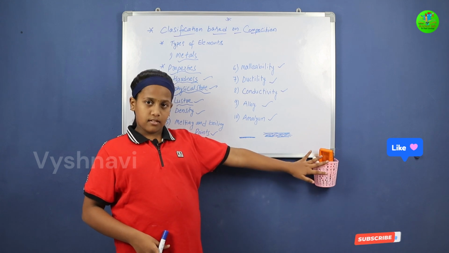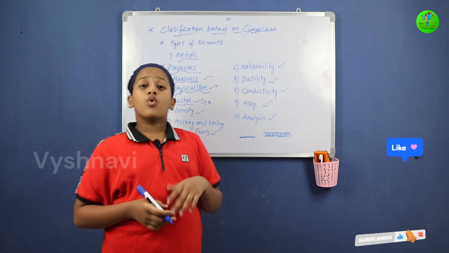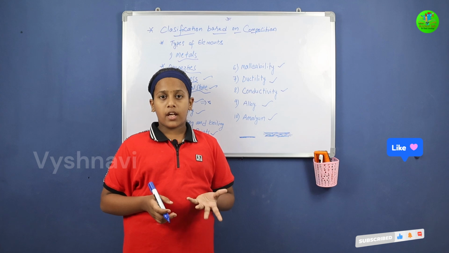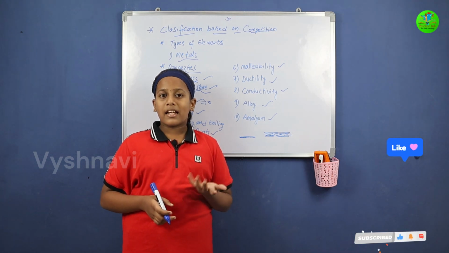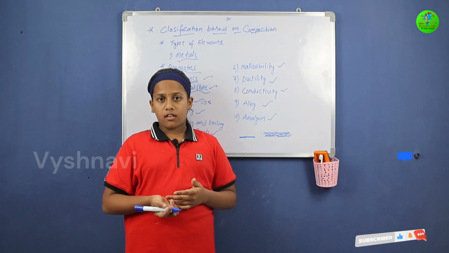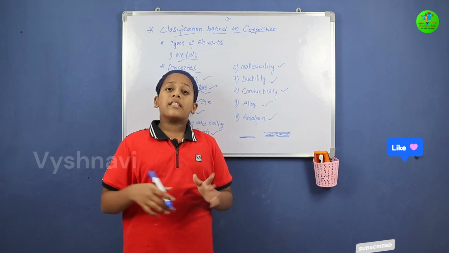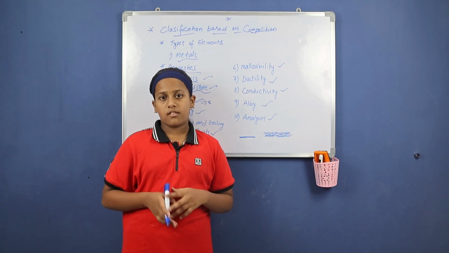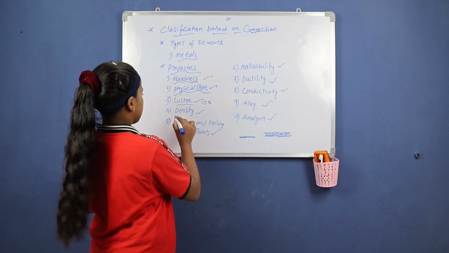Luster exception: sodium and potassium lose their luster. They don't shine when we take them out. Exception case. And our fourth one is density.